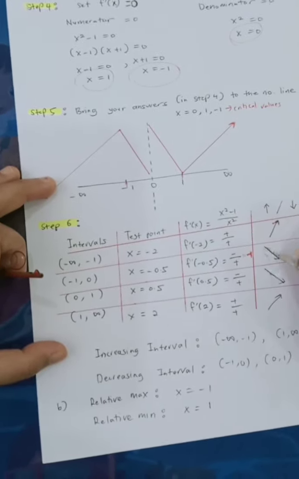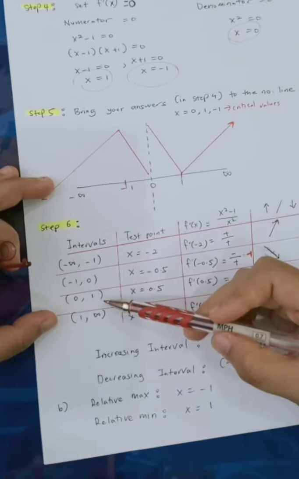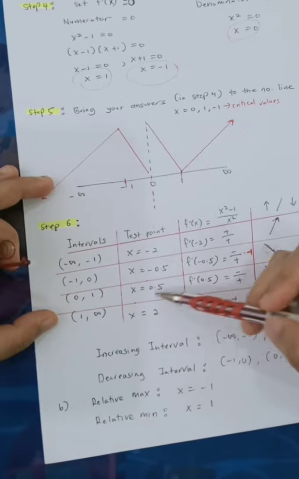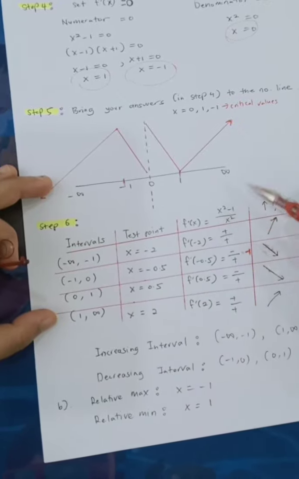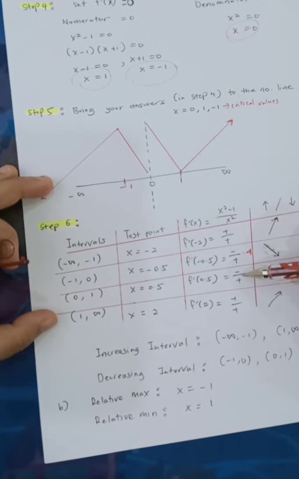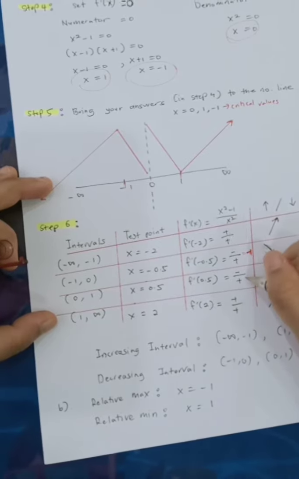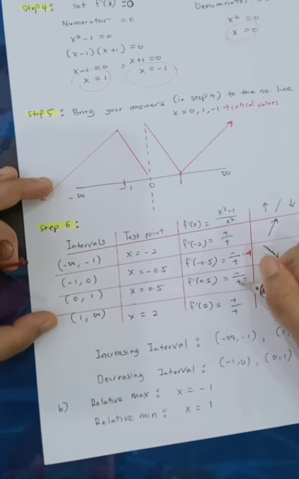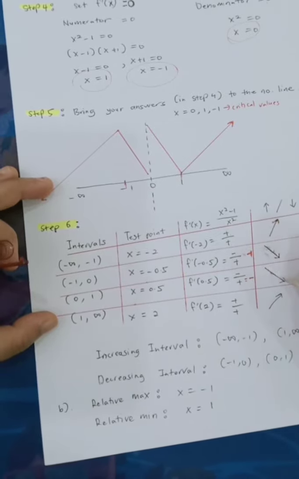Okay, so that means the graph goes down. How about the third one, 0 to 1? Our test value might be 0.5. Put into the first order, 0.5 squared minus 1, we get negative. Divide by 0.5 squared, positive. Negative divided by positive, so negative. So the graph goes down.